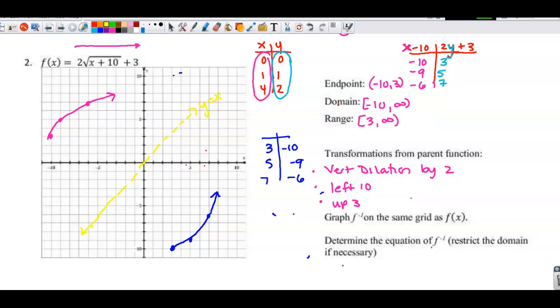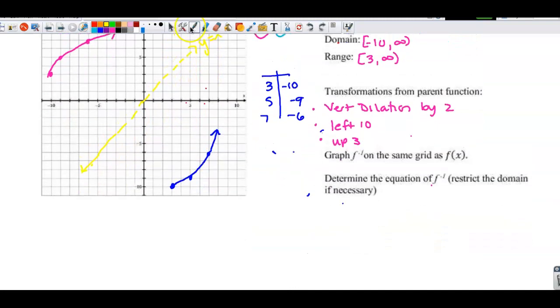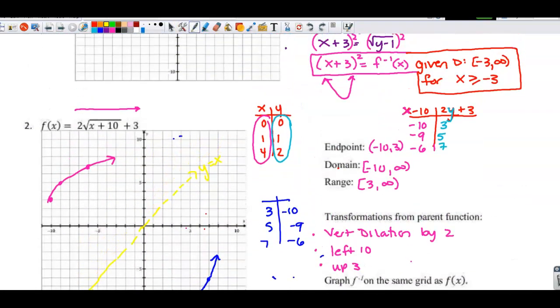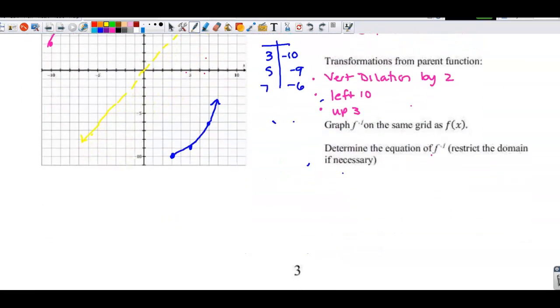All right. So now it says determine the equation of my inverse function. So let's go ahead and do this together. Actually, I need to get that equation right up here. It's 2 square root of x plus 10, plus 3. So this is going to be x. Oops, let me change color. x is equal to 2 square root of y plus 10, plus 3. So remembering that I have to move the outside first before I can attack anything in here, it's going to be x minus 3 is equal to 2 times the square root of y plus 10.